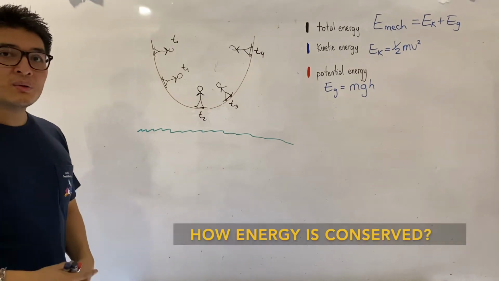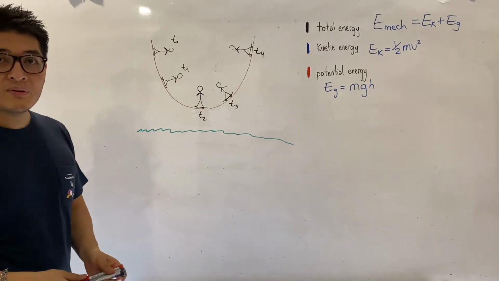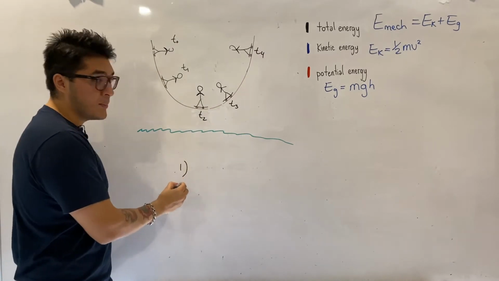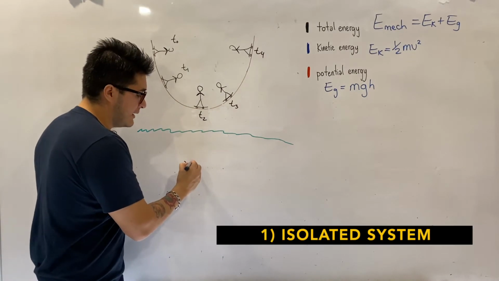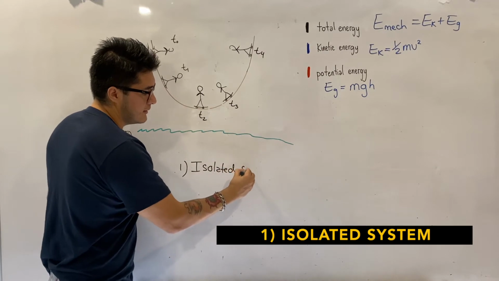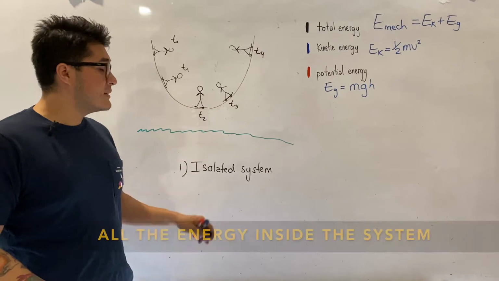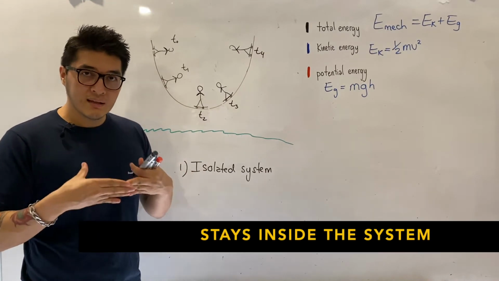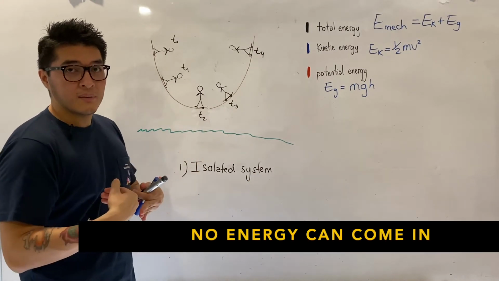So today we want to show how energy is conserved, but to do that we need to make a couple of assumptions. First of all, the first assumption that we need to make about our system is we're going to assume this system to be an isolated system. All an isolated system is, it means that all the energy inside the system stays inside the system. So no energy can escape and no energy can come in.